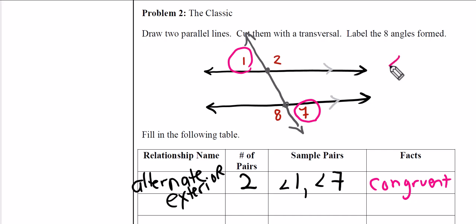So we could say, for example, that angle 1 is congruent to angle 7, and we can say that angle 2 is congruent or equal to angle A. But we can't say that they're all equal to each other.